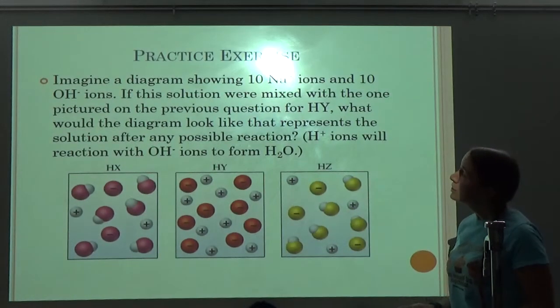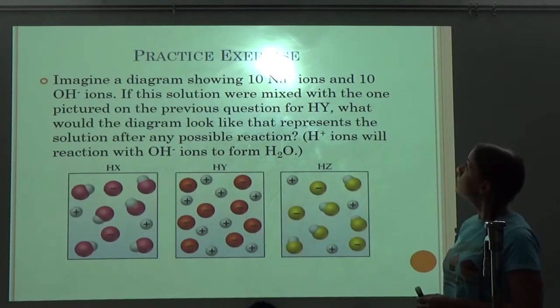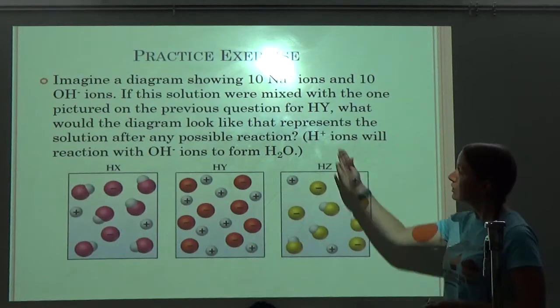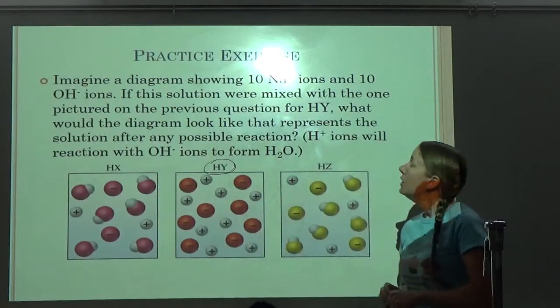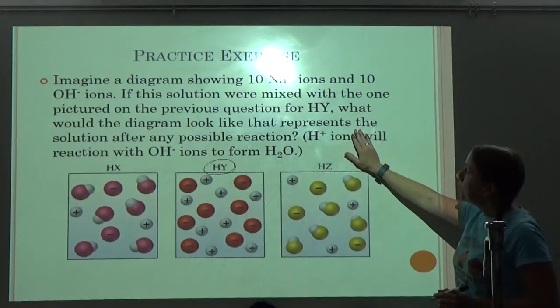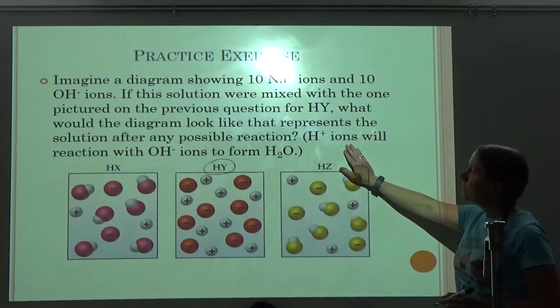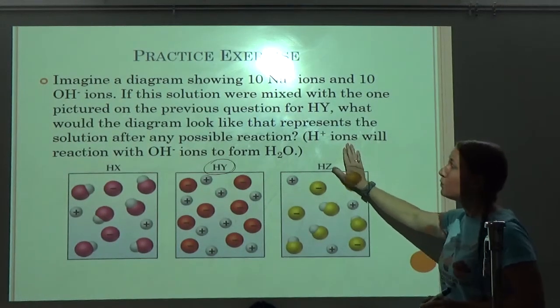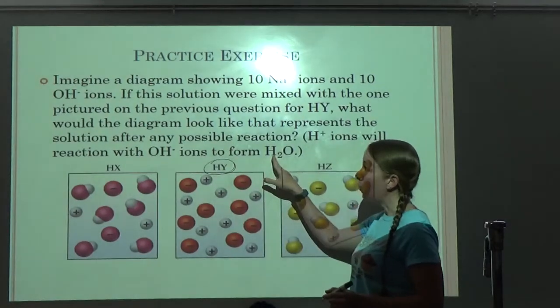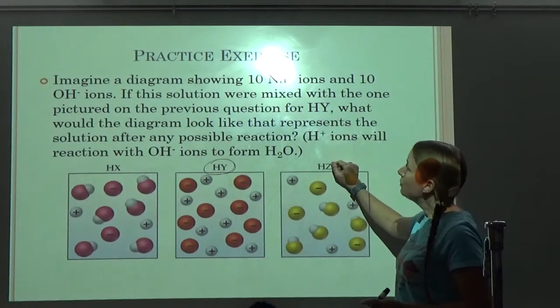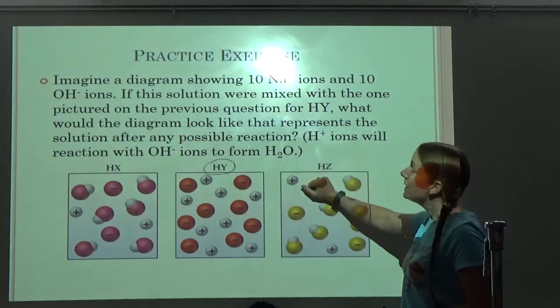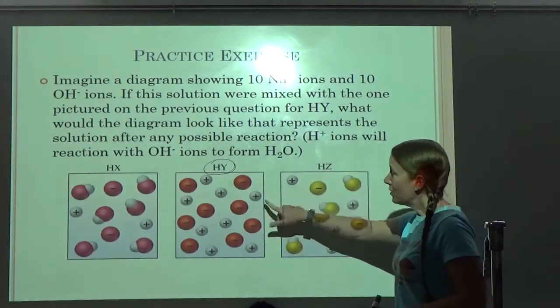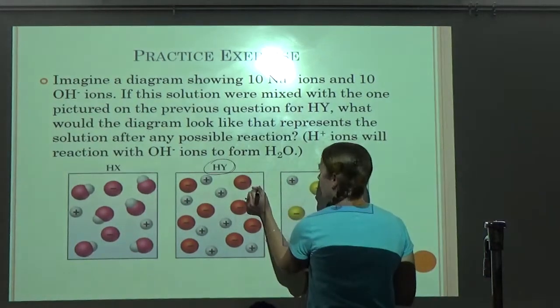All right, it says imagine a diagram showing 10 sodium ions and 10 hydroxide ions. If this solution were mixed with the one pictured on the previous question, so I brought that same picture down for HY, here's my HY. What would the diagram look like that represents the solution after any possible reaction? And then it gives me the hint that H plus will react with OH minus to form water. In other words, I need to draw what this diagram would look like after I mix 10 sodium and 10 hydroxide ions. I know these positive ones are hydrogen.